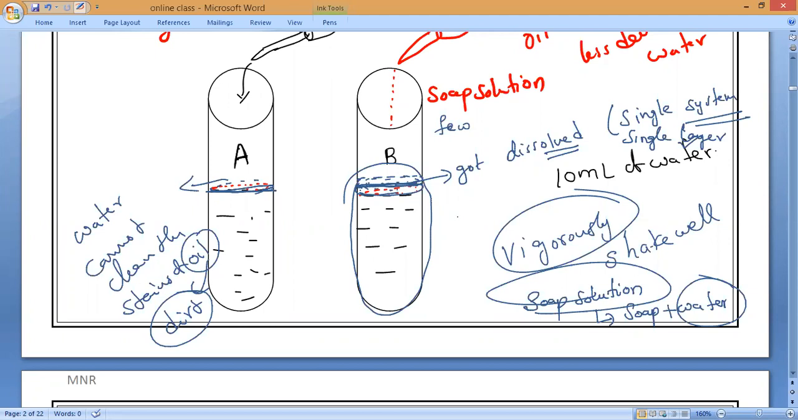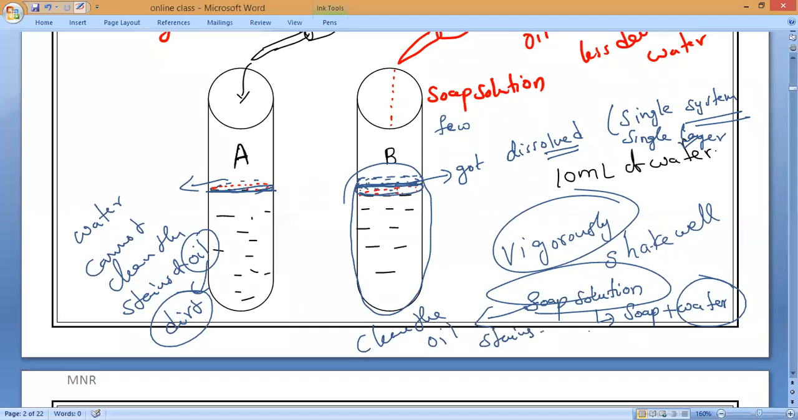Water cannot. Water does not have the capacity to dissolve the oil. Only this soap solution can. Always remember, oil can be dissolved in soap solution, so the soap solution can clean the oil stains.